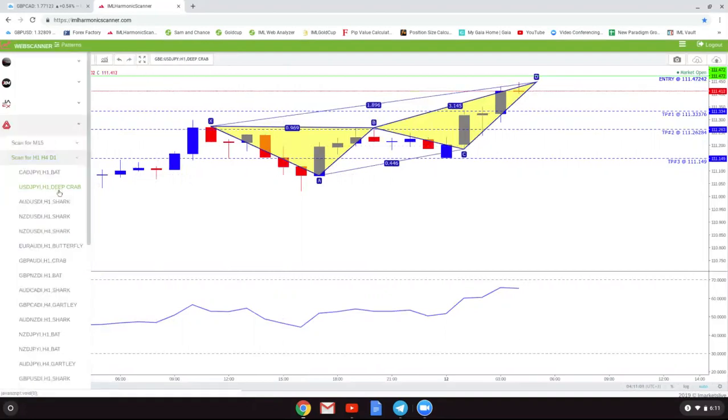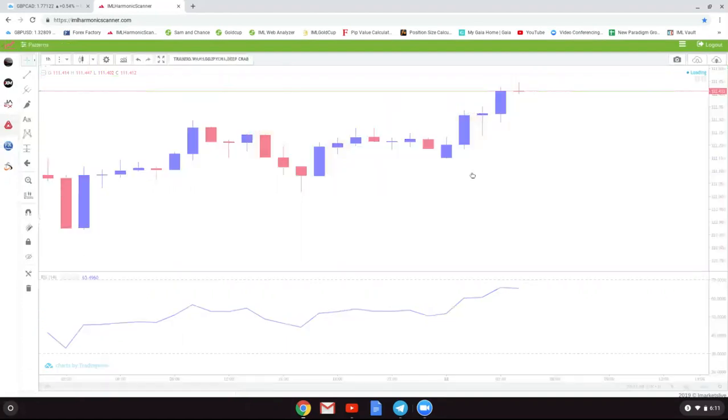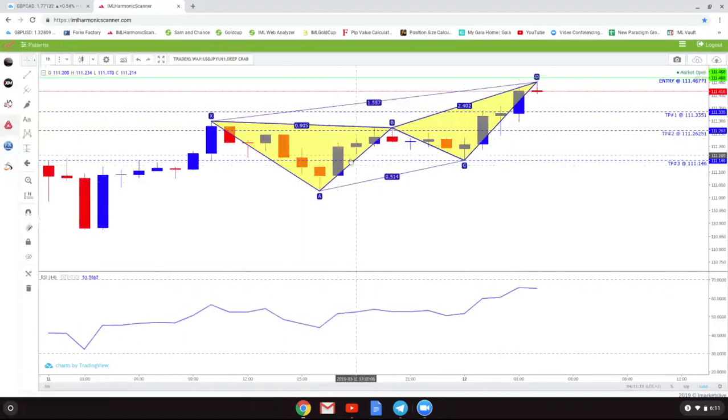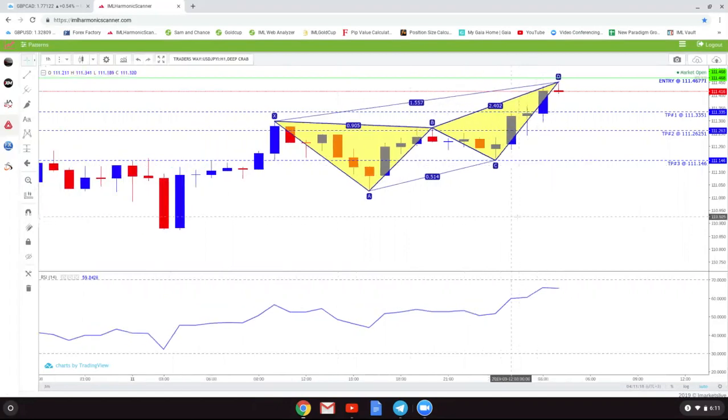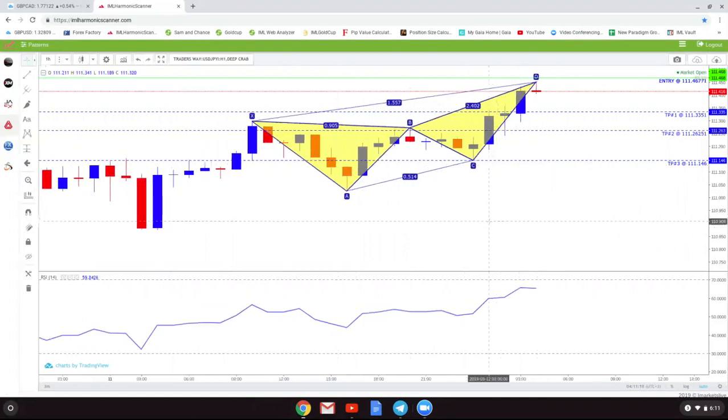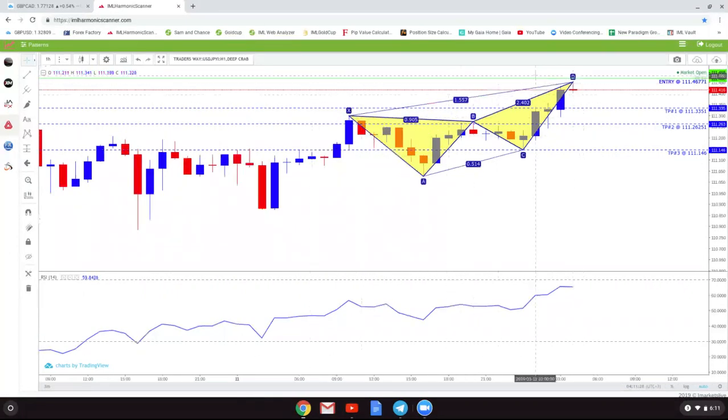So pretty much these patterns right here are generated by the technology, and it shows you the highest probability where the market is going to reverse. Over here, it shows you that price is most likely going to go the opposite direction. Right now, price is going up on an upward momentum, and it's showing you right here that it's about to go down. It tells you exactly when to enter, when to take profit, and when to get out of the market.